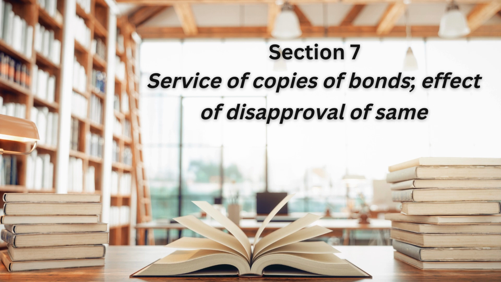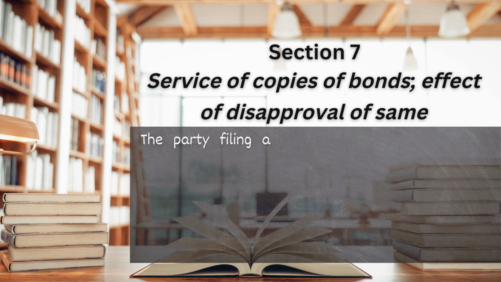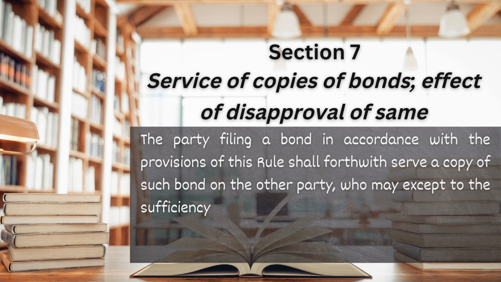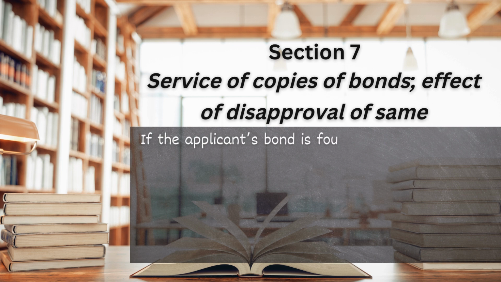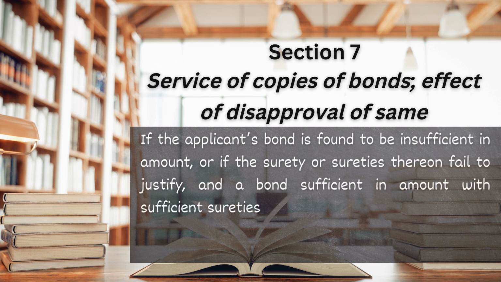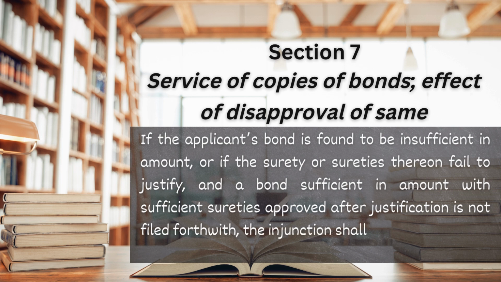Section 7. Service of copies of bonds. Effect of disapproval of same. The party filing a bond in accordance with the provisions of this rule shall forthwith serve a copy of such bond on the other party, who may except to the sufficiency of the bond or of the surety or sureties thereon. If the applicant's bond is found to be insufficient in amount, or if the surety or sureties thereon fail to justify, and a bond sufficient in amount with sufficient sureties approved after justification is not filed forthwith, the injunction shall be dissolved.